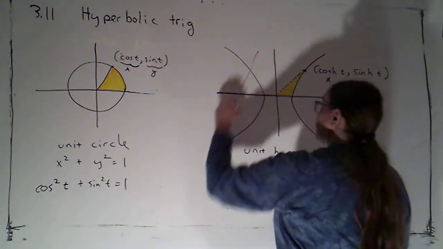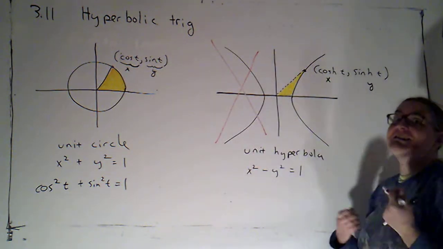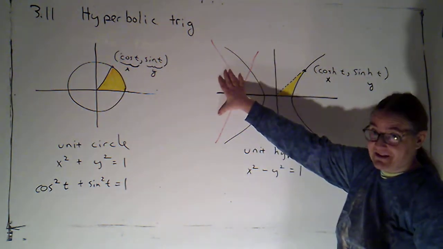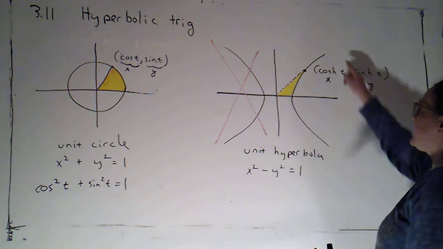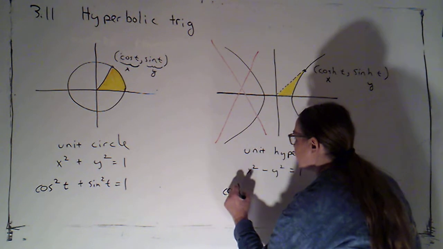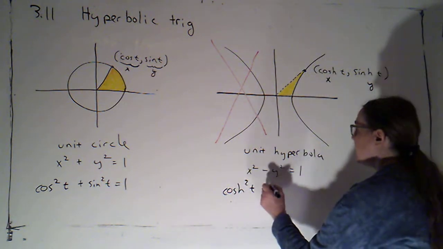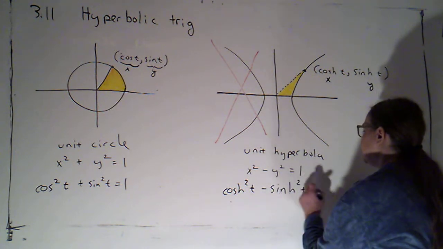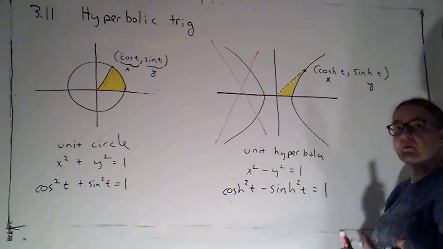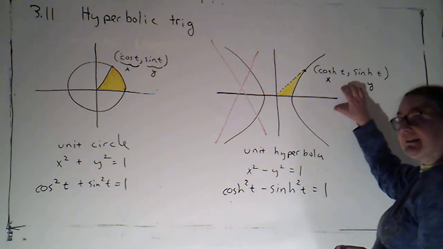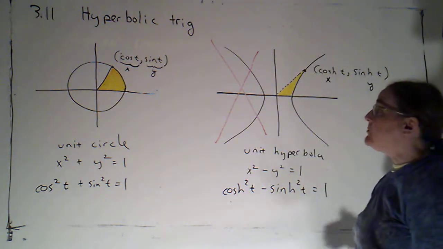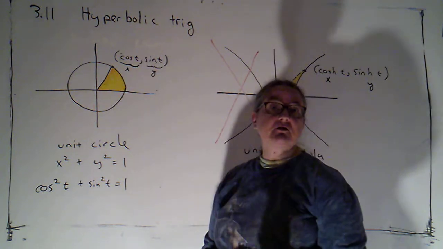Now, I did not draw that on the left-hand side, because I know that cosh is never negative. So there's no way that cosh could describe the x value of a point on the left half of the unit hyperbola. But if I restrict myself to the right half, notice that x being cosh t, x squared becomes cosh squared t. Y being sinh t, y squared becomes sinh squared t. Cosh squared minus sinh squared equals 1. That's the identity that we just proved. So this says that cosh and sinh parametrize the right half of the unit hyperbola in the same way that cosine and sine parametrize the unit circle.